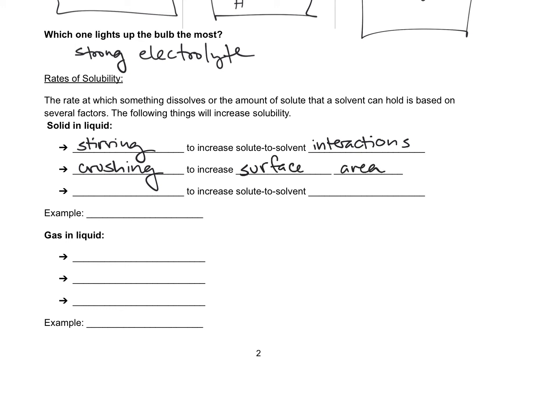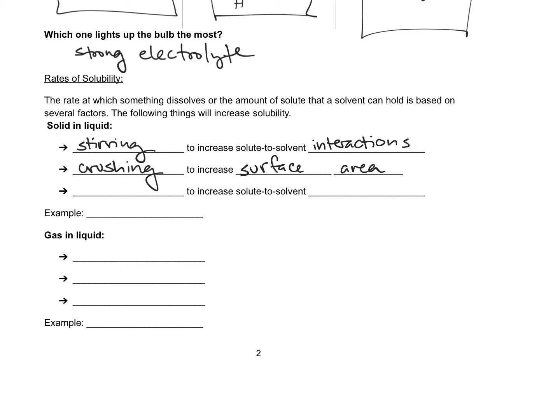So every grain of your solute, like of salt or sugar, has a certain surface area with a certain number of molecules, because molecules are obviously much smaller than a grain. So if you crush those up, you're exposing a lot more molecules, so it's able to interact with your solvent better. So crushing increases the surface area, which really helps it be able to dissolve faster.